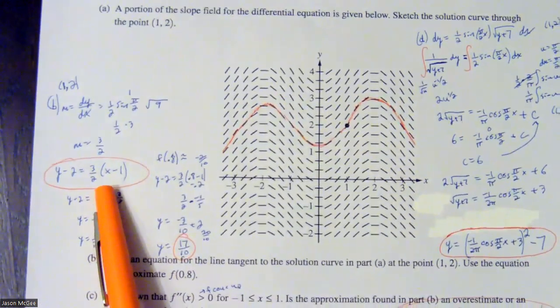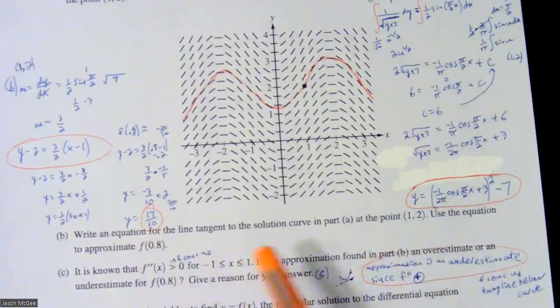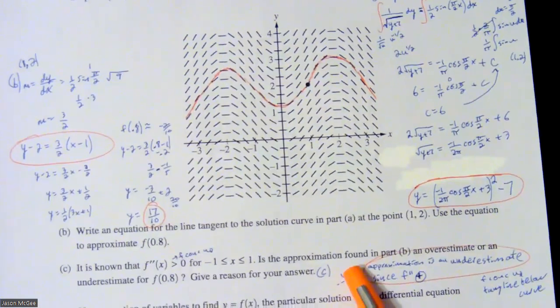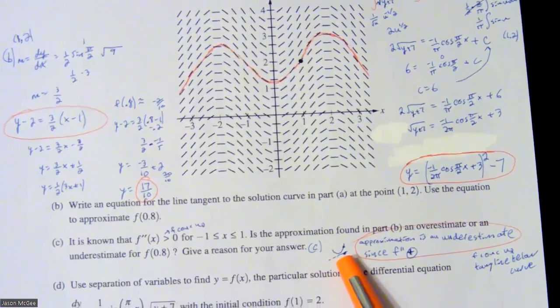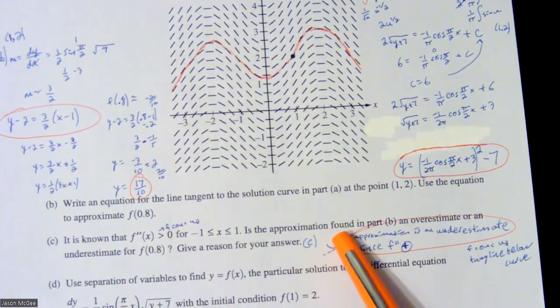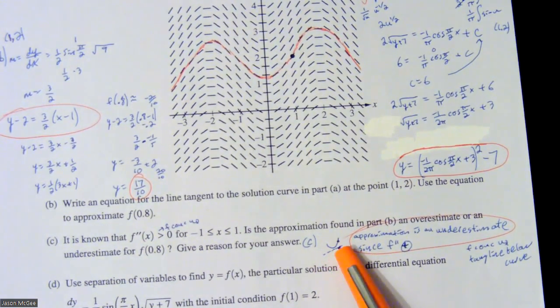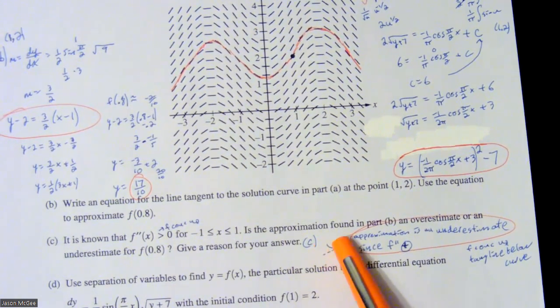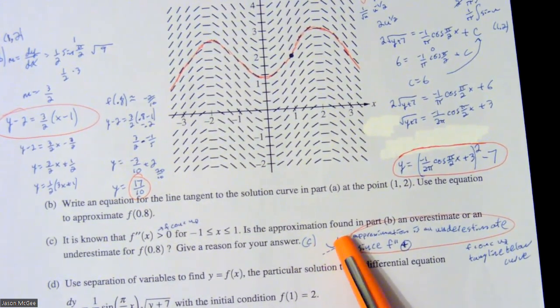So you use the tangent line to approximate something, and the second derivative is positive, so the curve is concave up. I like to just do this little picture here. Since my curve is concave up, the tangent line is actually below the curve. That means the approximation you found in part B was down here on the tangent line, but since the curve is concave up, the actual value is up there.